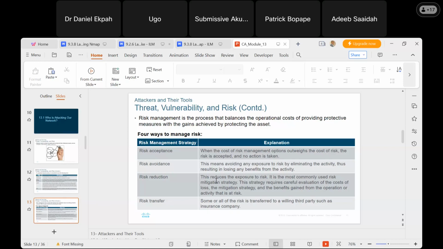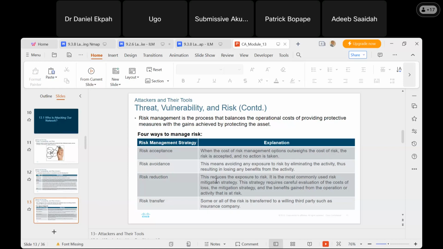For example, if you're in a place that is prone to theft or whatever, you try as much as possible to provide a high level of security around yourself, and that's as much as you can do. So you're actually reducing that risk, but that does not mean you totally eradicate risk completely. This strategy requires careful evaluation of the cost of loss, the mitigation strategy, and the benefit gained from the operation or activity that is at risk itself.